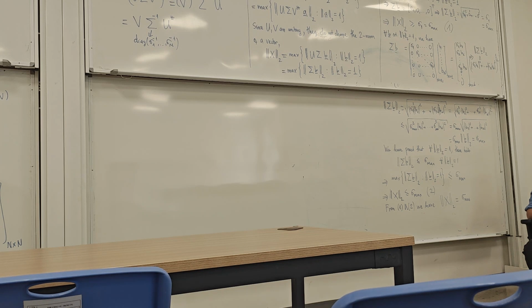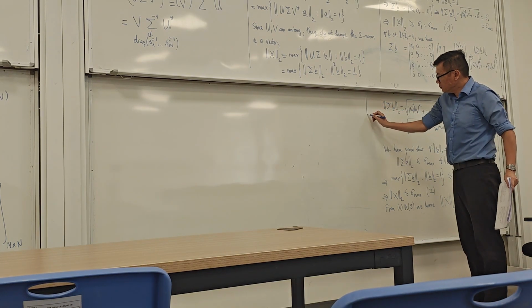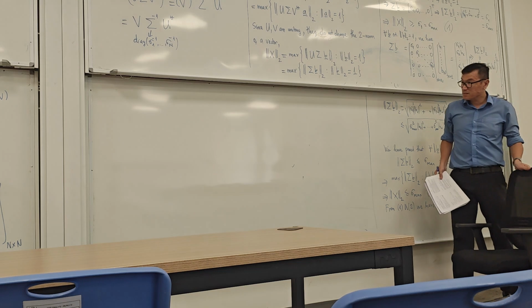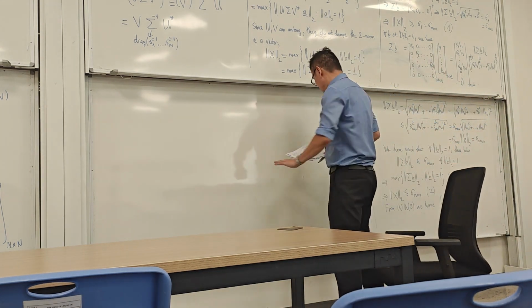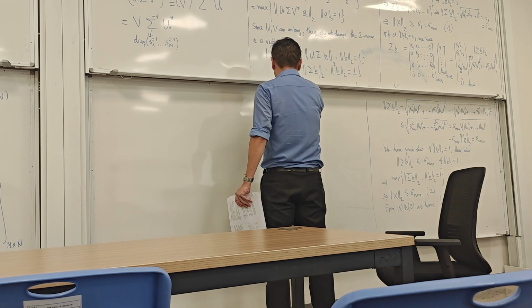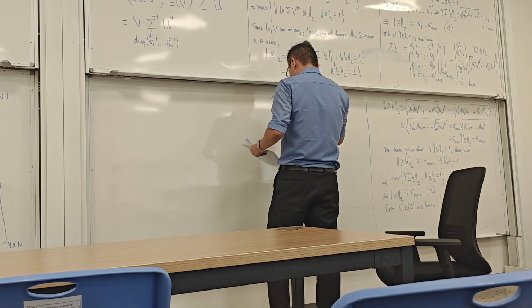Okay, that is some properties of the singular value problem. And we next go to the next section, condition number. We next go to condition number.